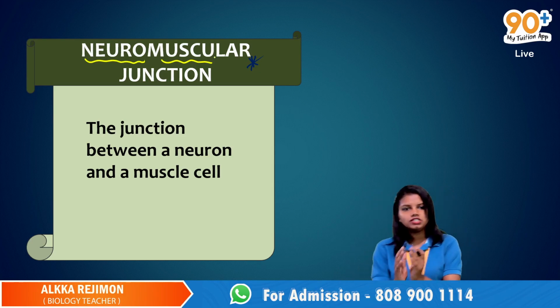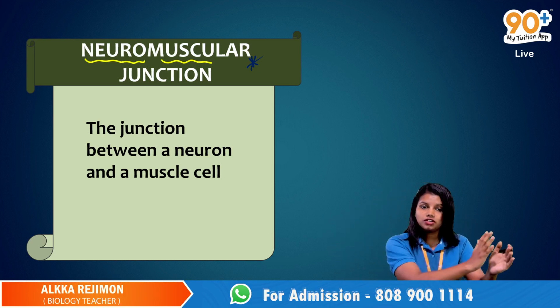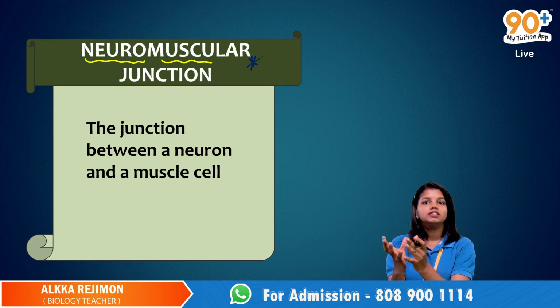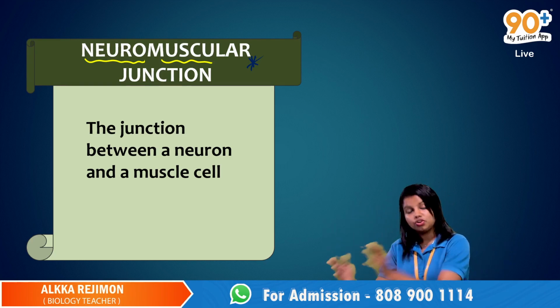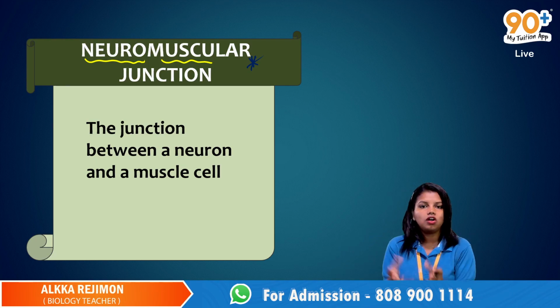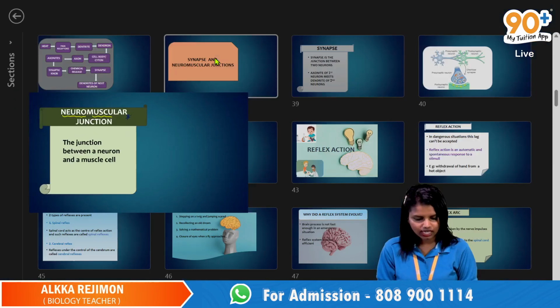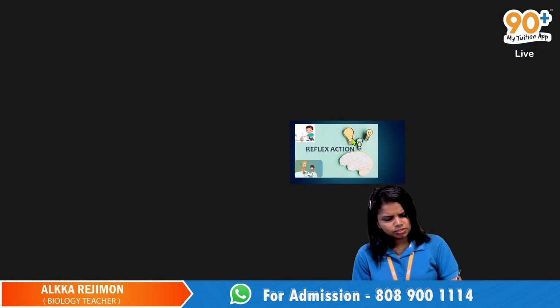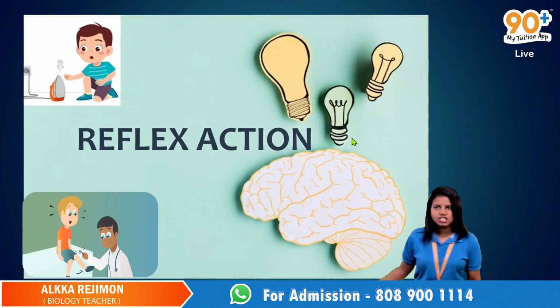So if the junction is between one neuron and another neuron, then that is called a synapse, while the junction between a neuron and a muscle cell is called the neuromuscular junction. So that's pretty much about the structure and the transmission of impulses happening inside a neuron.